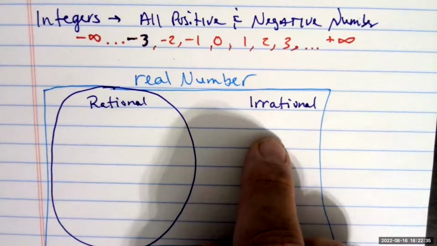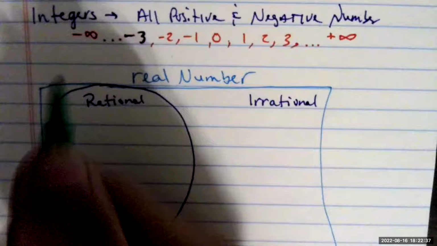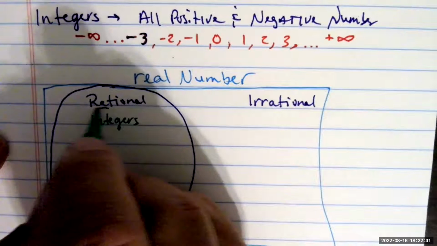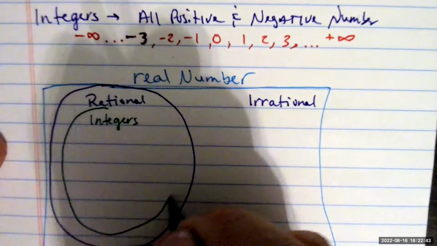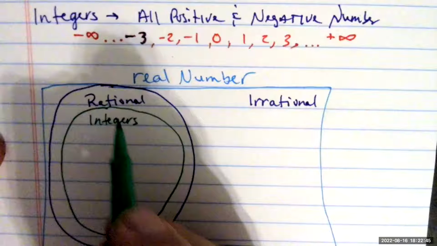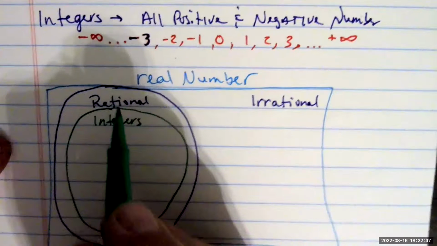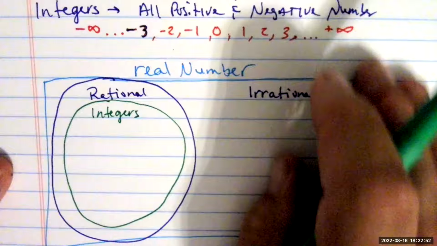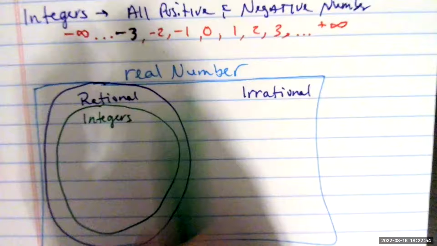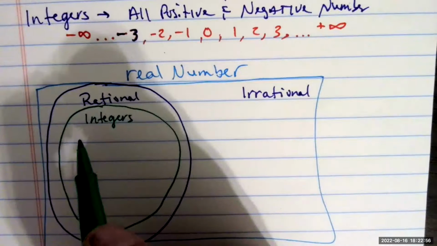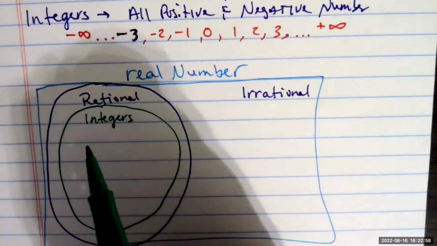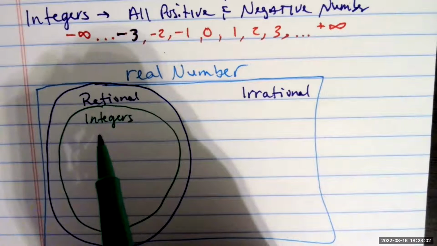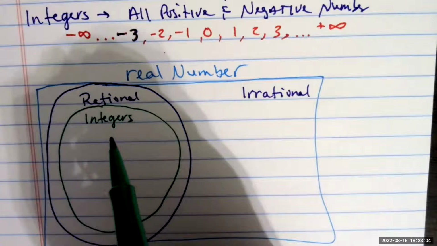All right, so the next one would be integers. We got our big circle for integers. So integers are rational numbers. All integers are rational numbers. But think about it. I can make a -3 into a fraction by putting a 1 underneath it. And so that would be a rational number.